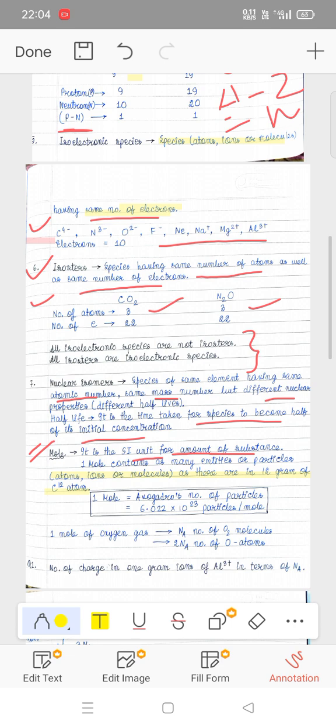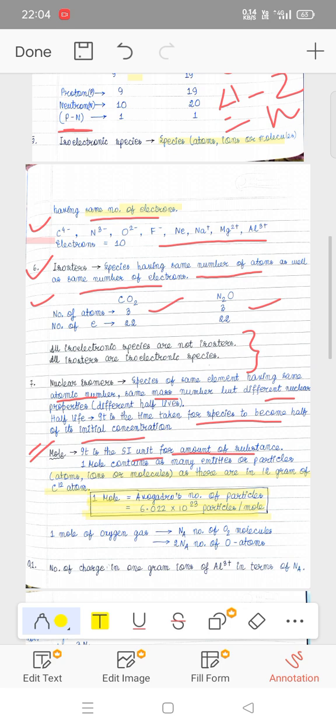Okay, now 1 mole equals, this is very important, you must note it, 1 mole equals Avogadro's number of particles. And what is this Avogadro number of particles? It is denoted by Na. It was established or discovered by a scientist known as Amedeo Avogadro, and it is equal to 6.022 into 10 to the power 23 particles per mole.